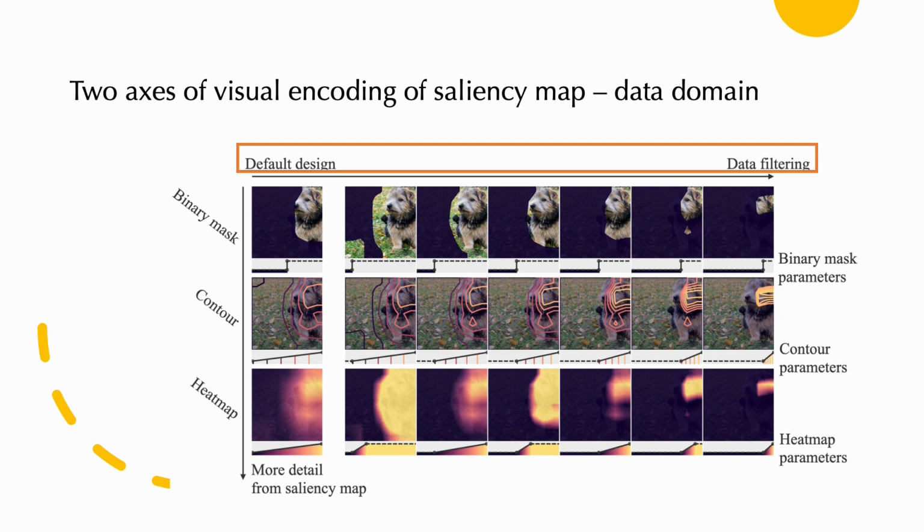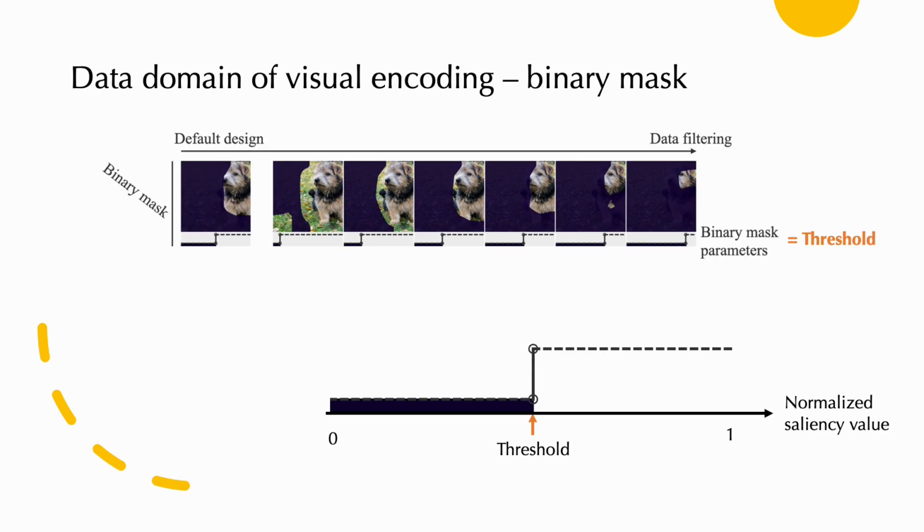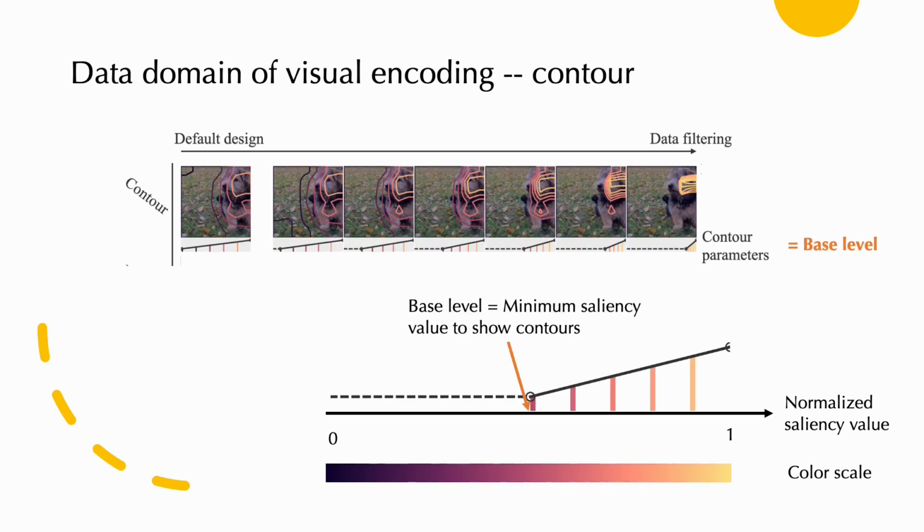Now let's go back to the other axis of visual encoding, the data domain, which controls the portions of data to be encoded. For a binary mask, the value at which the threshold of the saliency map is set is treated as a data filtering parameter. A given threshold will result in selectively showing only regions in the image whose saliency value exceeds the threshold. Within a contour-based visualization, we allow for specifying a single saliency value as a base level, representing the minimum saliency at which to display contours. We then generate an equal-spaced sequence of saliency values ranging from the base level to the largest value in the saliency map, and produce a small set of curves that each encode a distinct saliency value from the sequence.